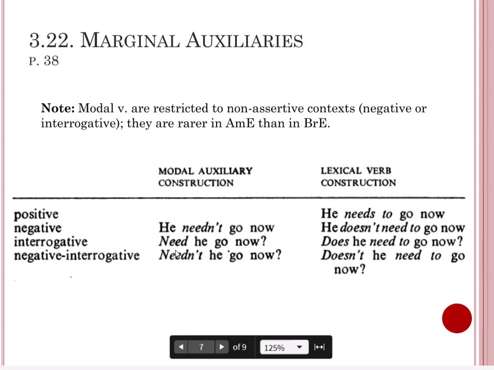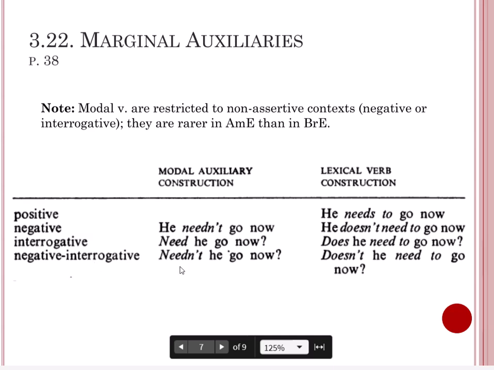So the sentence would be, need he go now? You see there is this inversion between the subject and the verb. While with the case of the lexical verb, we added the do construction. Does he need to go now? So here we have an operator added. But here we don't have any operator because the modal auxiliary itself accepts the operations.